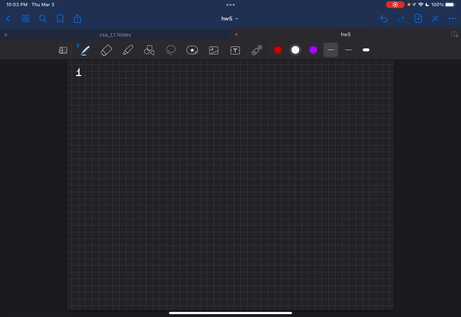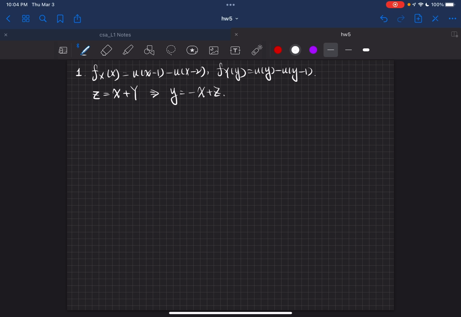For problem 1, we are given that the density function of fx is equal to this formula, and the density function of fy with respect to y is equal to this formula. And we are given that z is equal to the variable x plus y, so y is equal to negative x plus z, and we need to find the distribution function and density function of fz.